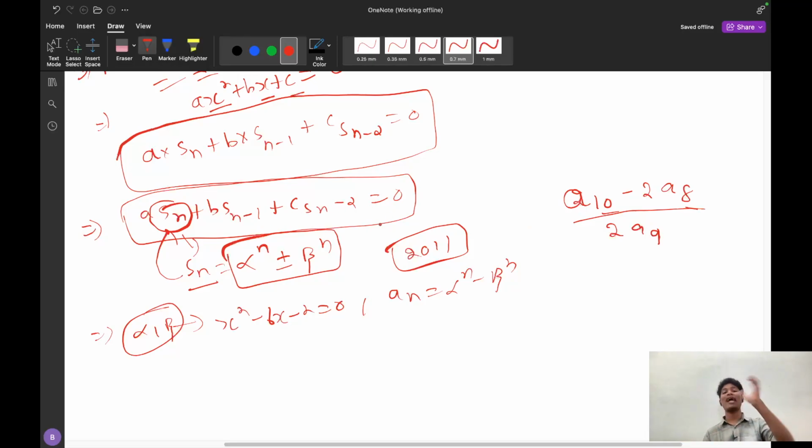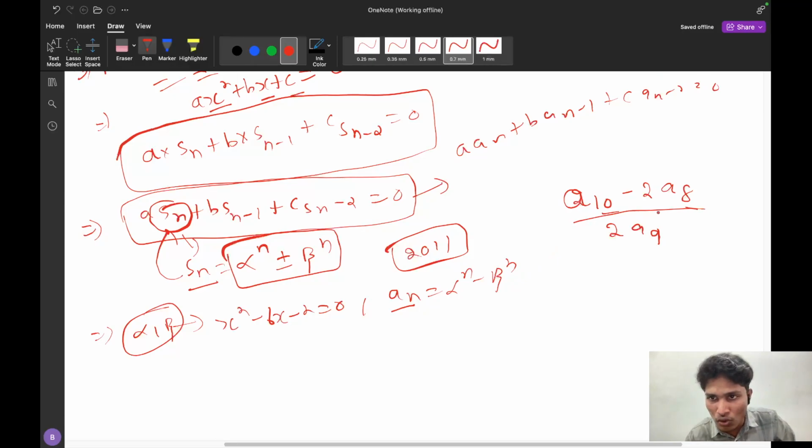So you will get the idea of Newton's formula. Given Sn, this can be written like this also: an plus ban minus 1 plus can minus 2. What is Sn? Sn is a sum, that's it. An is alpha power n minus beta power n, and they are asking (a10 minus 2a8) divided by 2a9. They are given one equation, x square minus 6x minus 2.